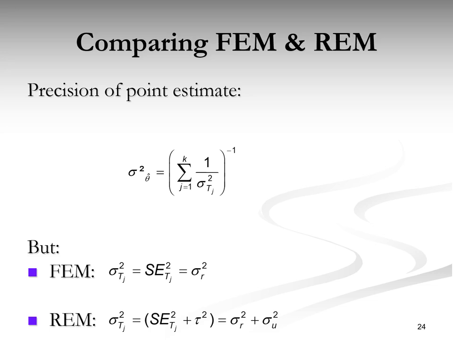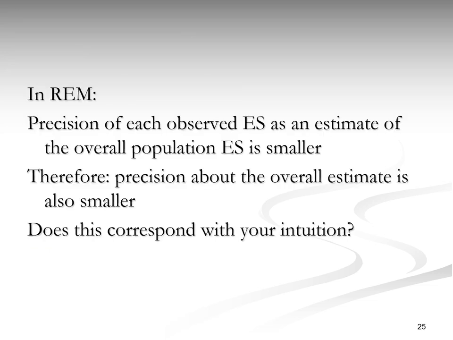So this means that in a random effects model, the precision of an individual observed effect size is smaller. And therefore, the precision of our mean is also smaller. And again, I think this makes sense. Now we take into account the additional uncertainty.